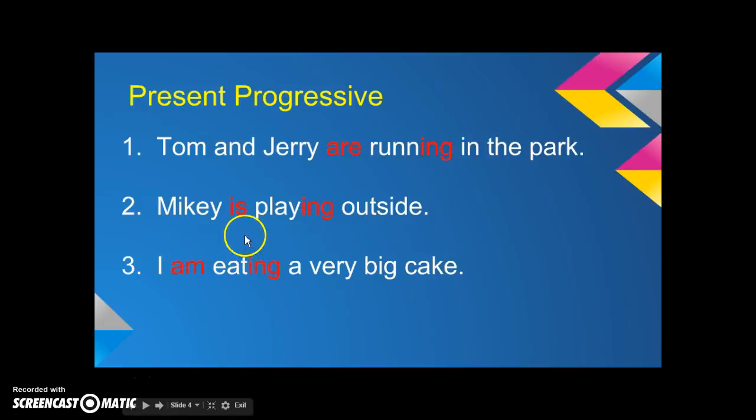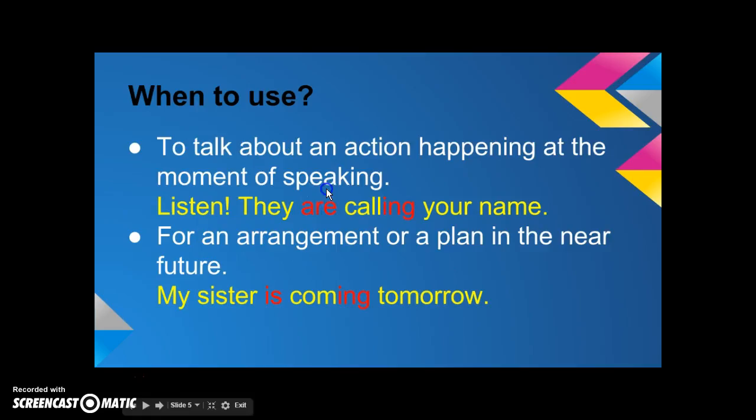Pay attention that in all the sentences we have in red the verb be, am, is, or are, and the ending ing. They always go together in the present progressive, in the present tenses in general. So you won't find just ing without the verb be, and the opposite. They must go together. Pay attention to that.